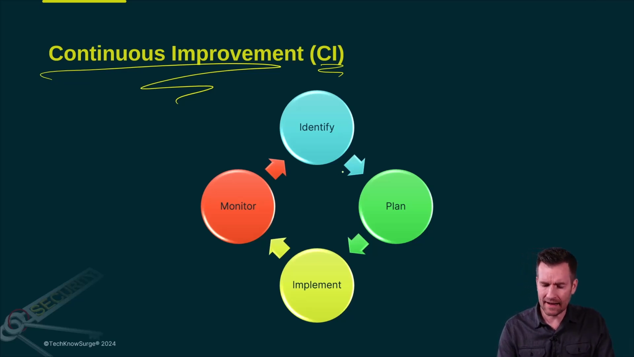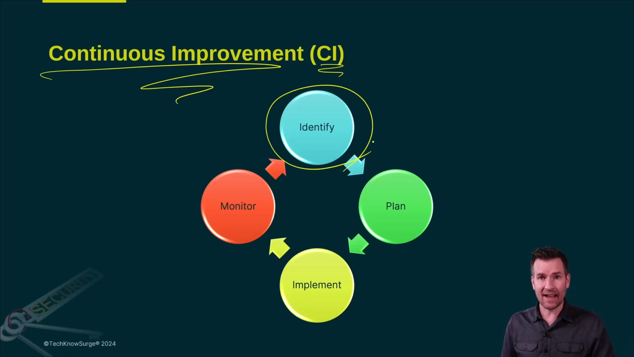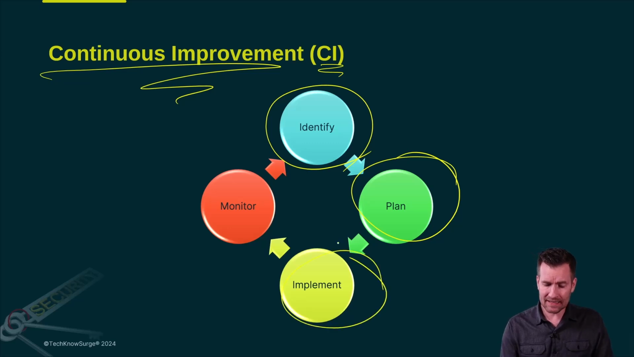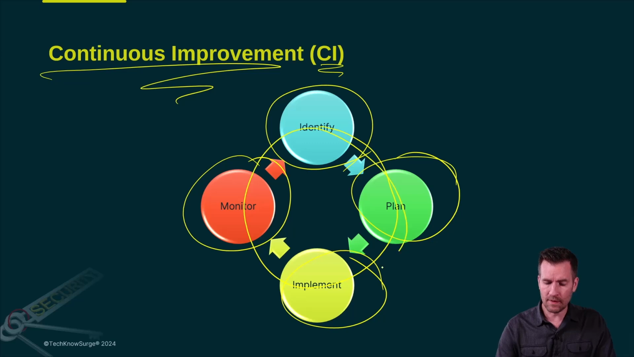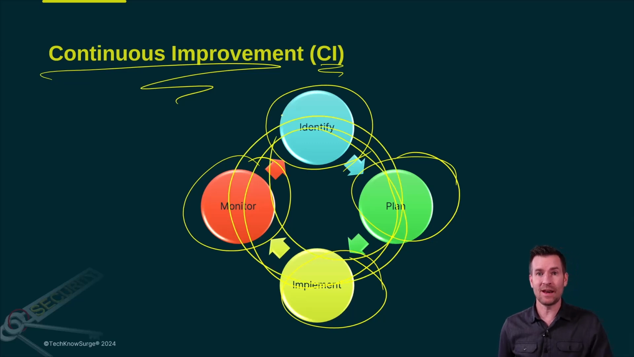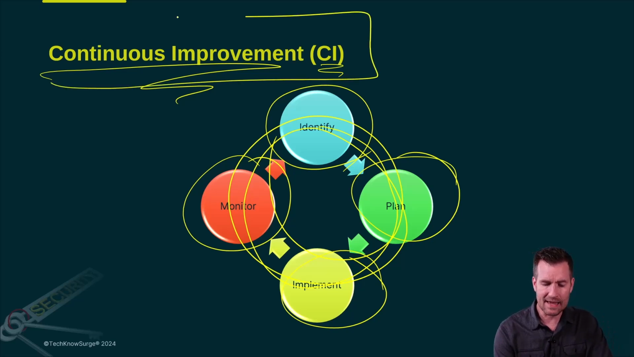So here we're identifying issues, or we're identifying what we need to change. We plan the change, we implement it, and then we monitor. And we just do a continuous improvement. This never stops, and we keep getting better and better and more proficient and faster and delivering higher and higher quality. And so we're continually improving.